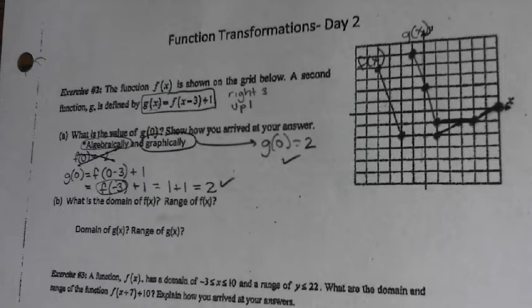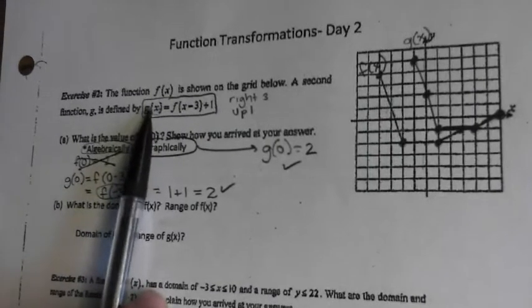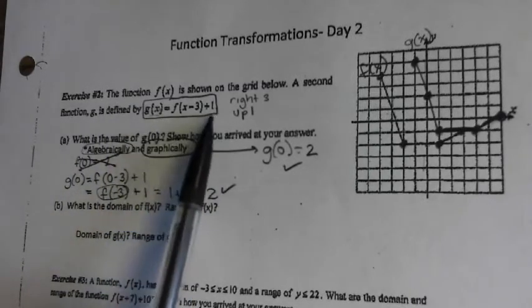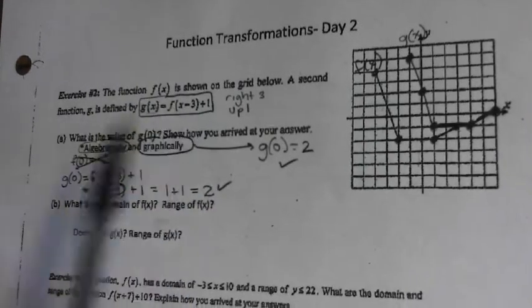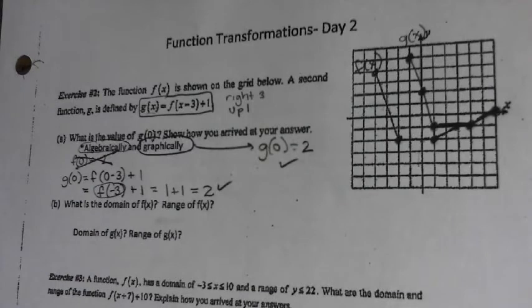So just like anything else, if you're asked for g of 0 and you have to find it algebraically, plug it in and see how it pans out, and somewhere in there you're going to have to do f of something and use that graph. Any questions on that?